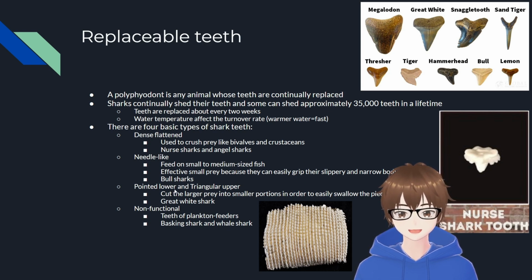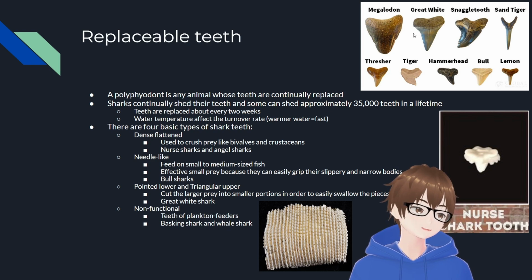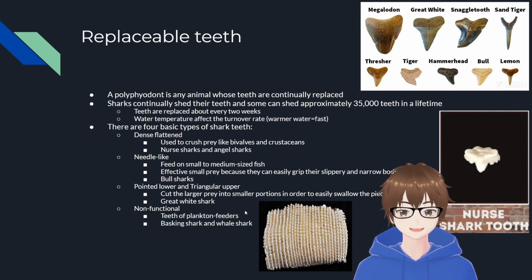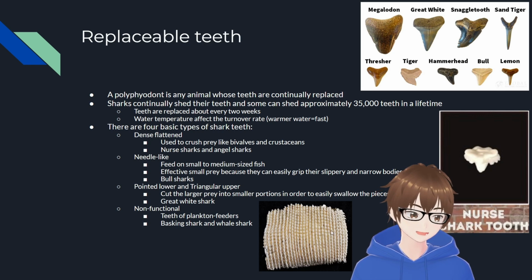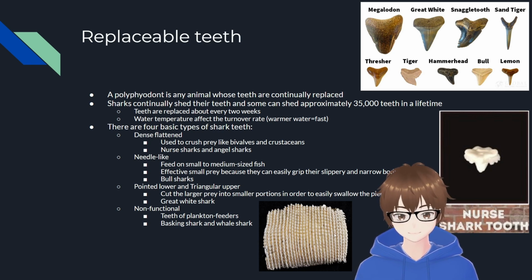Then we have pointed lower and triangular upper teeth, which are used to cut larger prey into smaller portions in order to easily swallow the pieces. These are in great white sharks, and we have a great white tooth right up top. Then we have non-functional teeth, which are teeth of plankton feeders, like the basking shark and the whale shark. And I have a picture of a whale shark's teeth right there. And they're basically plates, okay? They're plates of many, many, many small teeth.